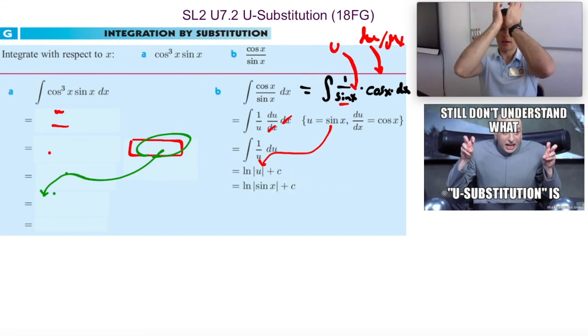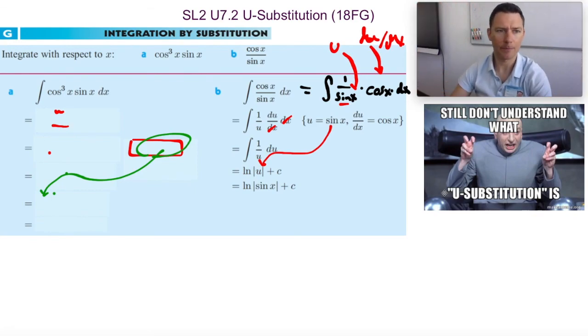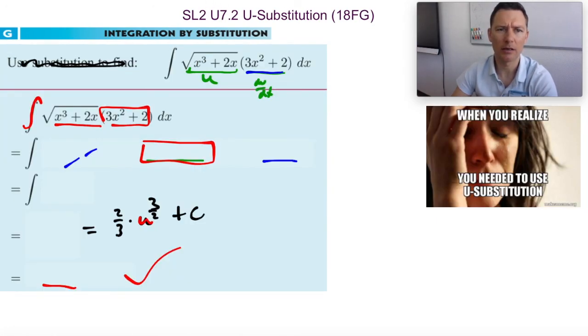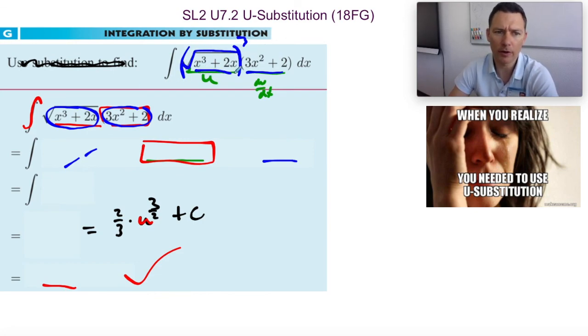Cool. So there you go. That's integration by substitution. Do it when you see a function and its derivative. And don't worry that the function's in a radical or in a cube or in whatever. Just look for any packet that might be a function and a packet that might be its derivative multiplied. Good luck!